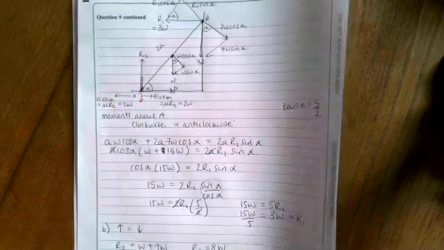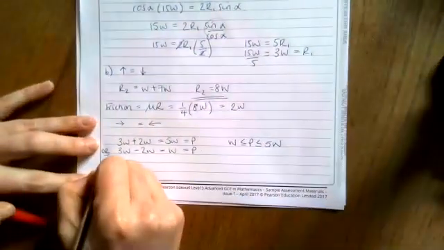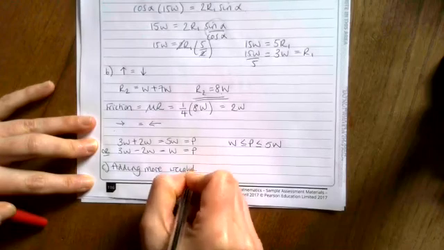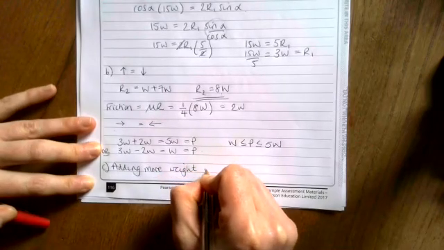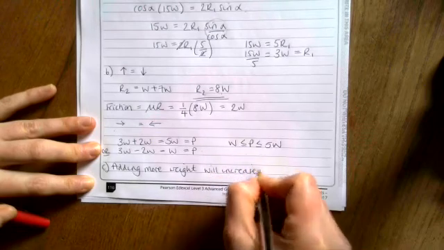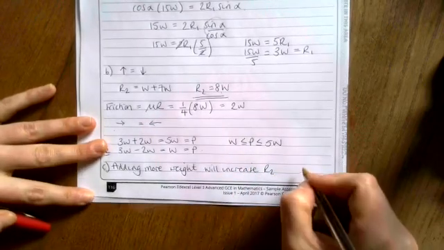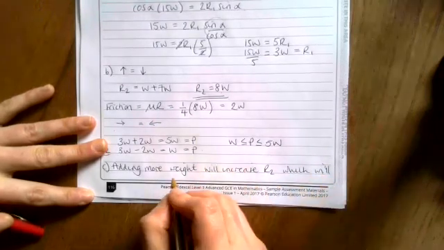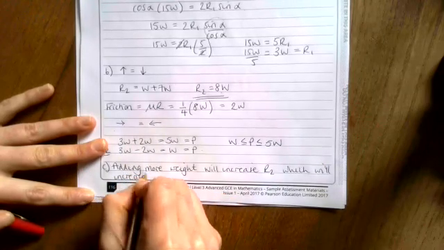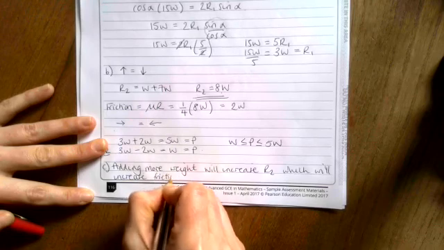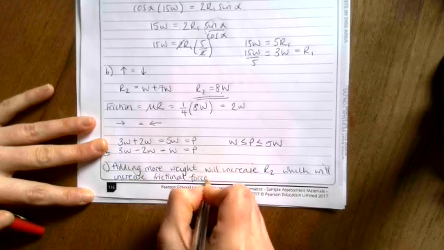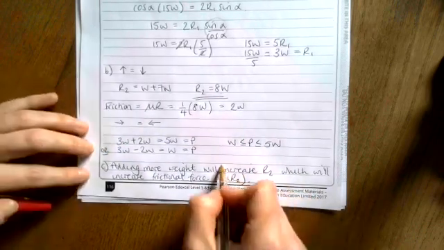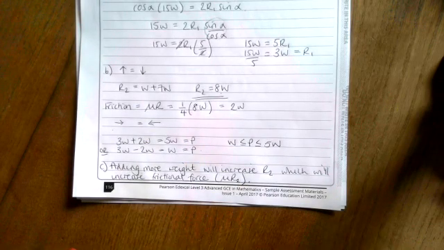So let's write a sentence to say that. So adding more weight will increase R2 on our picture, which will increase the frictional force, which is mu R2 on ours. Hopefully I've put enough information in that one to get all the marks.